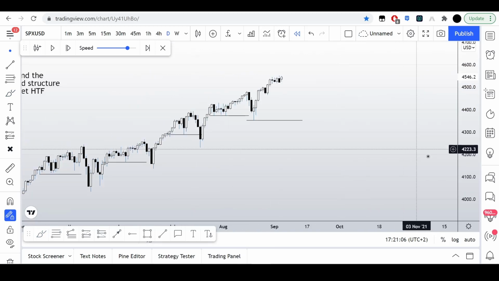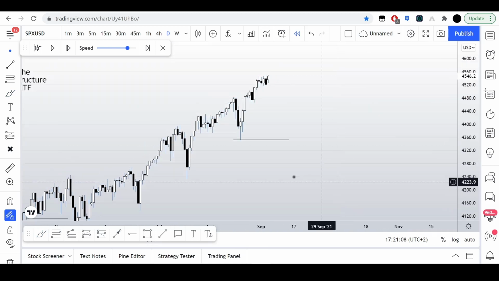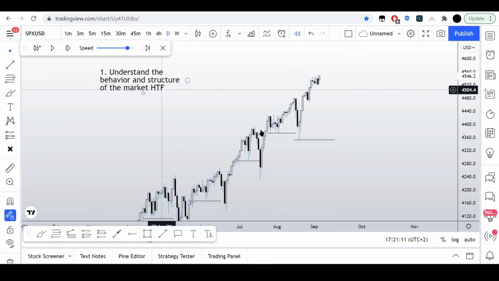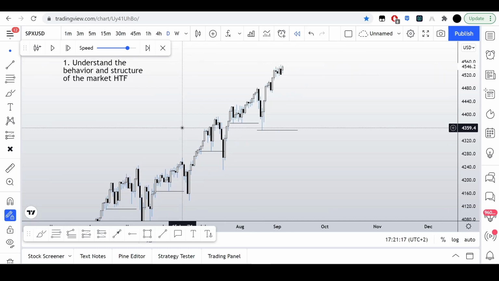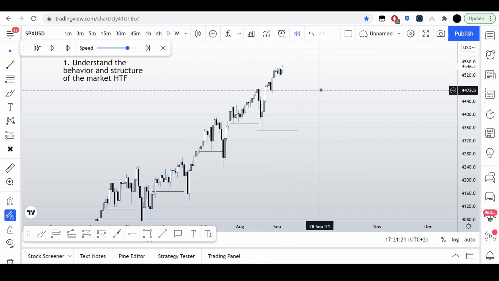So looking at S&P 500, we understand the behavior, what's going on right here. Structure wise, it's bullish. We're in a bullish order flow. We have higher highs, higher lows, higher highs, pull back, so higher highs, higher lows.